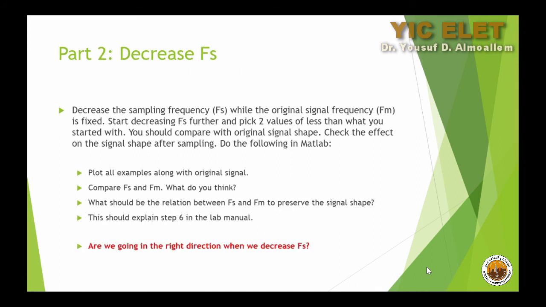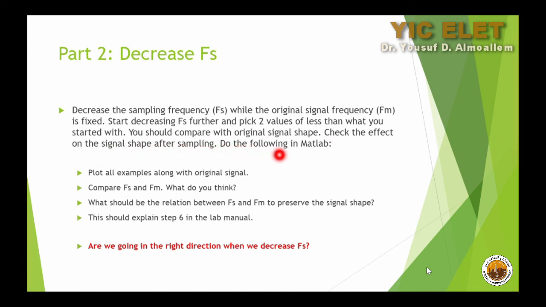Now part 2, you need to decrease the fs. Now, how many samples do we need? Just decrease it further and see if this is the right direction that we have to go with. So start decreasing fs, pick two values of fs. Let's say if it was like 0.1, go with 0.05 or 0.01, whatever, and check the effect on the signal shape after sampling.